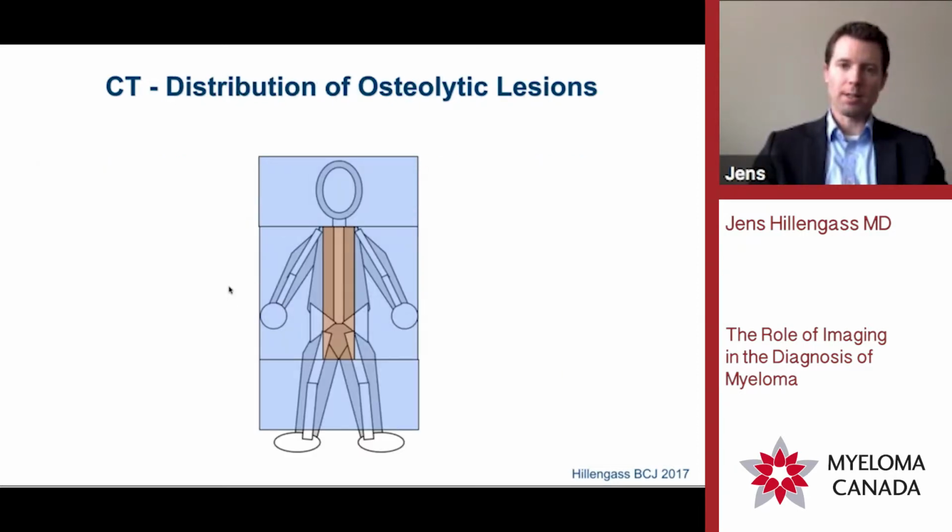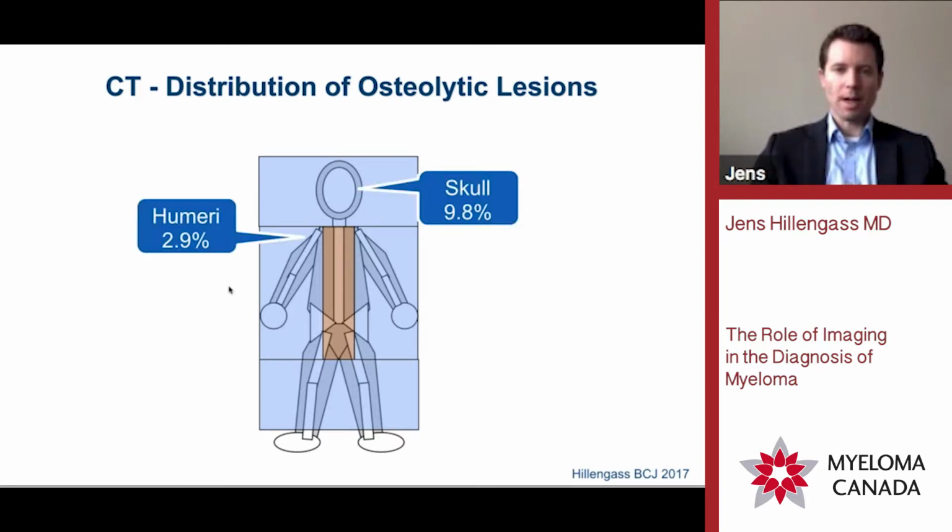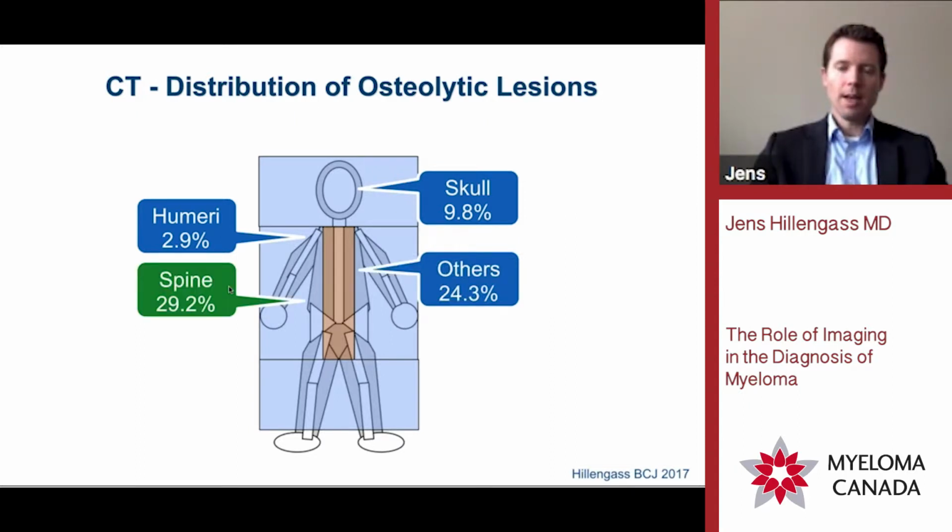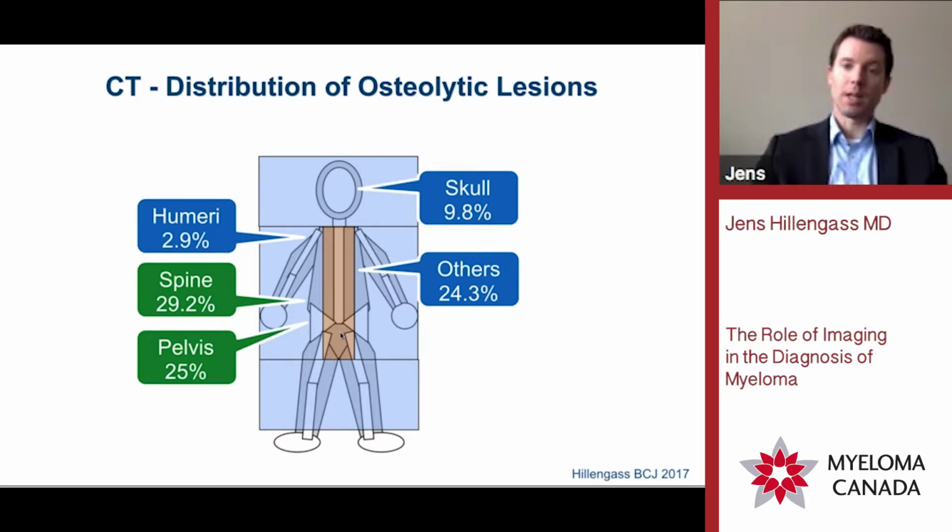Where are those osteolyses? In the same study, we looked where we find the most osteolysis. We have some in the skull, we have some in the humeri, some in other areas. But in green, you can see the spine and the pelvis are really those areas where we have most of the changes, most of the osteolytic lesions. This is important because sometimes it's not possible to do a whole body CT, but if you can do a CT of the spine and the pelvis, you get really a lot of good information there, and this is the most important part of the body.